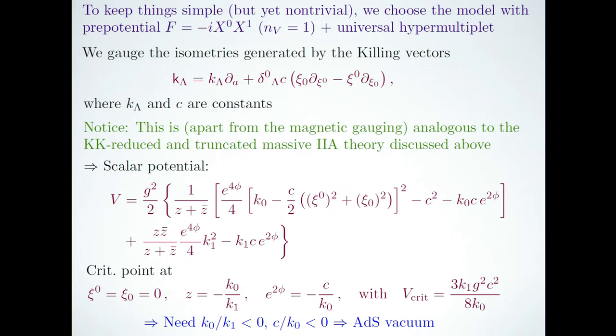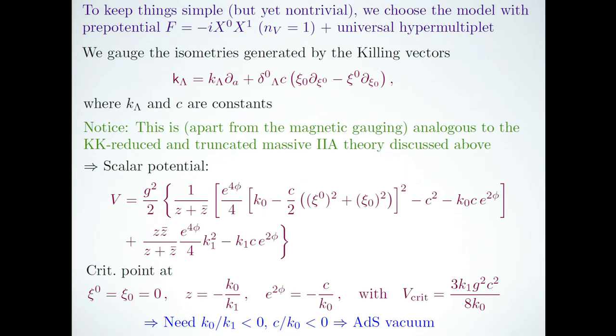Good. So with this, you get the following scalar potential, a function of φ, the ξ's, and the z that sits in the vector multiplet. And this has a critical point for ξ's equal to 0, z given by this value here, and e^{2φ} given by this value, φ minus c over k_0. And the value of the potential at the critical point is this.